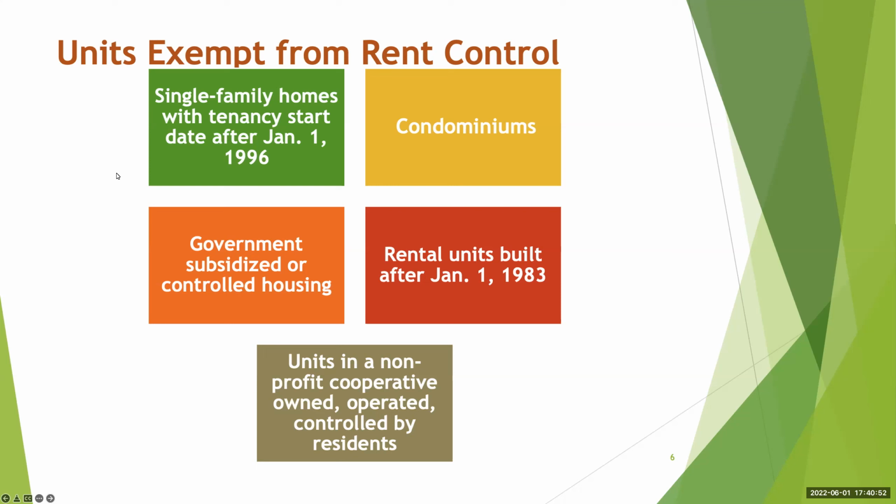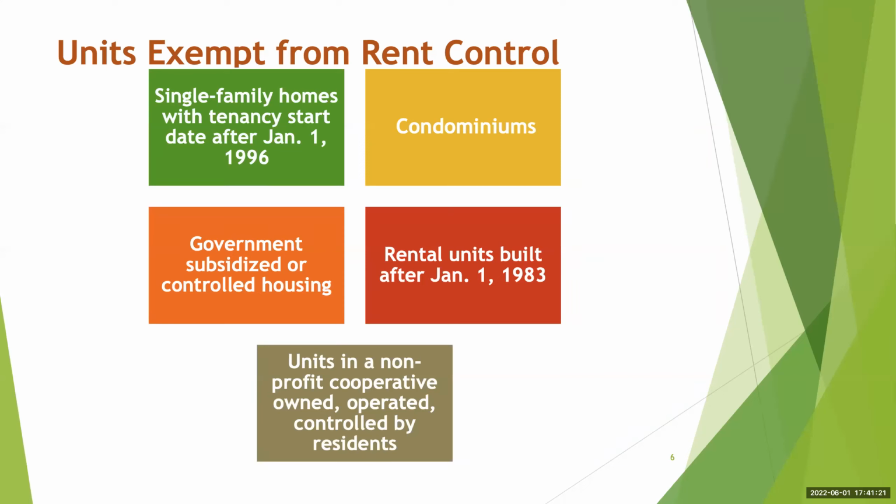So units exempt from rent control would include single family homes. That is due to the state law known as the Costa-Hawkins Rental Act of 1996 that exempts certain properties from local rent control jurisdictions. Those would be your single family homes, your condominiums, your townhomes. Also government subsidized or controlled housing. Those are going to be exempt from rent control.